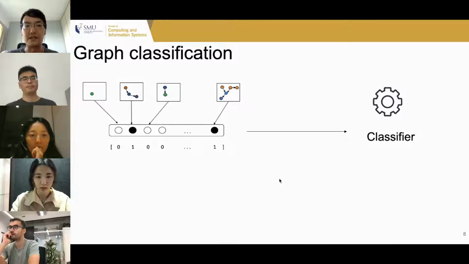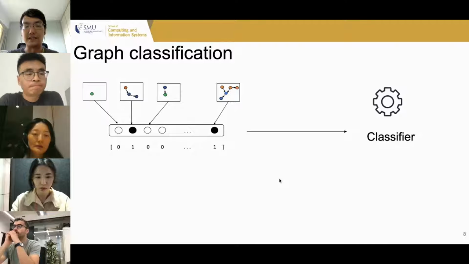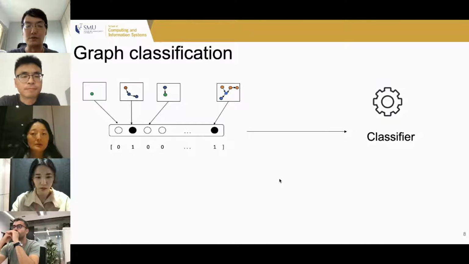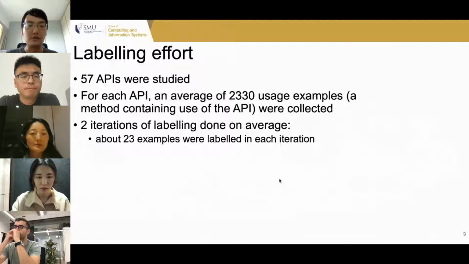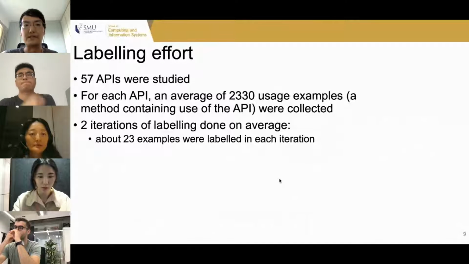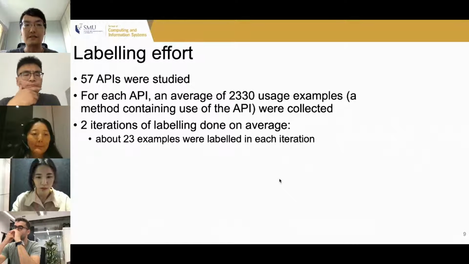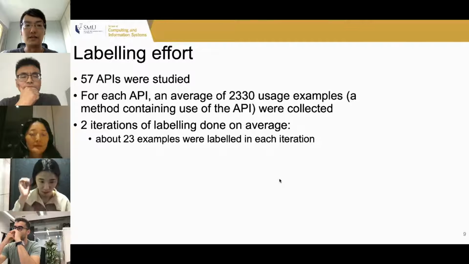So initially, we would train the classifier using the vectors from the training data set. And then afterwards, we will be able to use the classifier at test time. In total, we studied about 57 APIs, including APIs from both the standard libraries as well as common third-party libraries. So we collected examples from GitHub. An average of over 2,300 examples were labeled. And on average, we had to label about 50 examples.